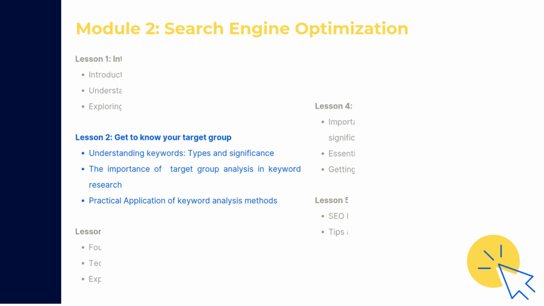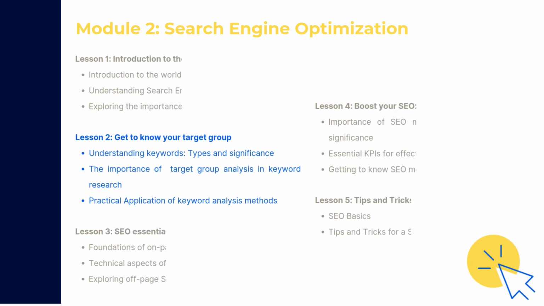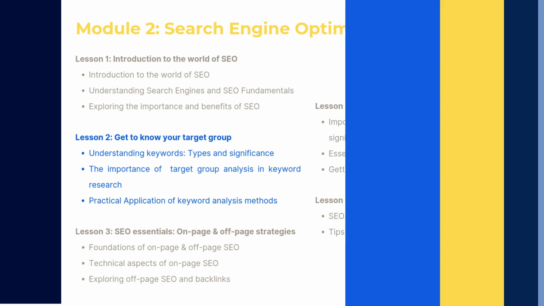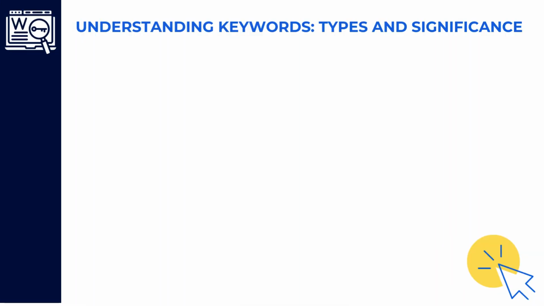This lesson is the second of 5 that will cover different aspects of SEO. Each one builds on the last, so be sure to follow along. By the end, you'll have a toolkit of SEO strategies that can make a real difference in your business's online visibility. Let's start with the basics. What are keywords?